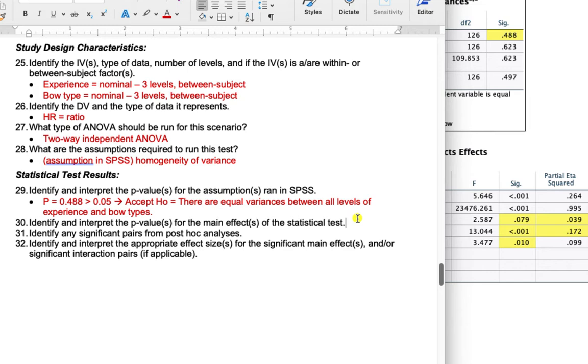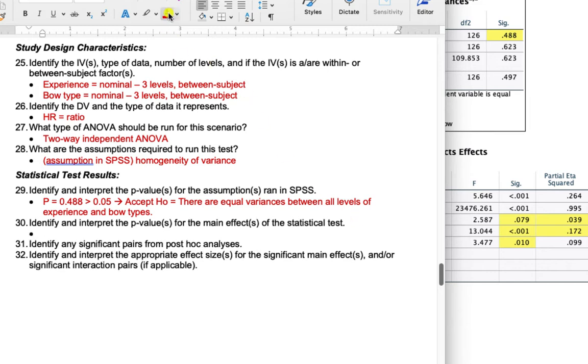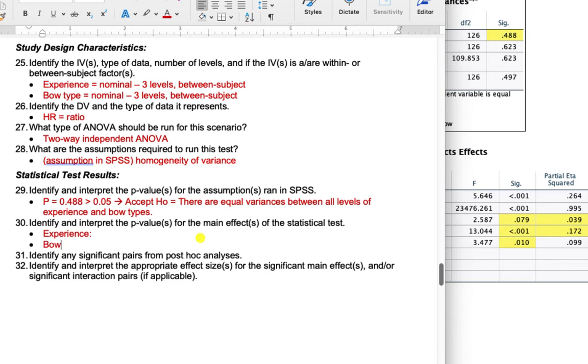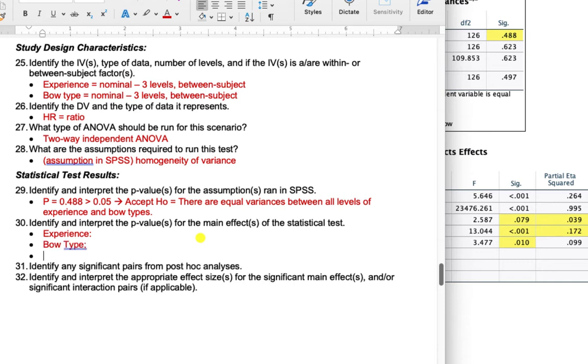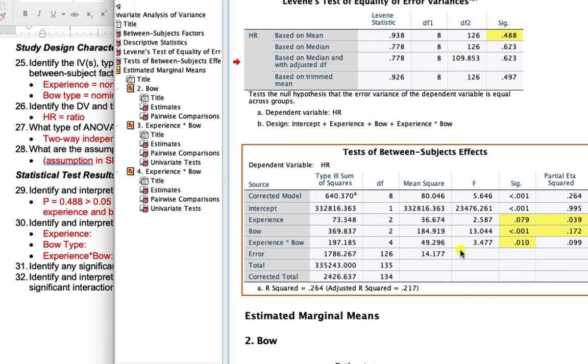We then can look at the p-values for the main effects of our ANOVA. So we have a two-way independent ANOVA example, which means that we should have 3 effects. We should have one for experience, one for bow type, and then the other for the interaction between experience and bow type. In our output, all of these p-values can be found in our tests of between subjects effects ANOVA table.